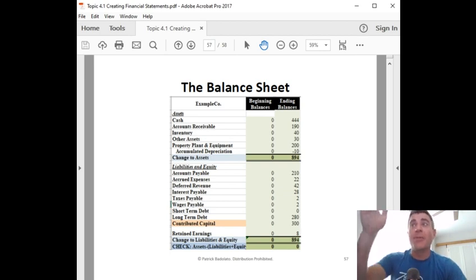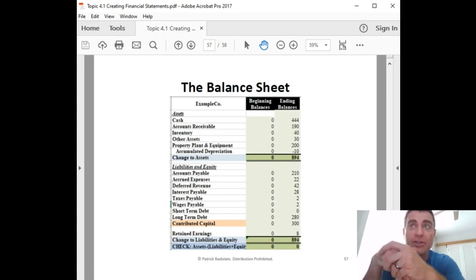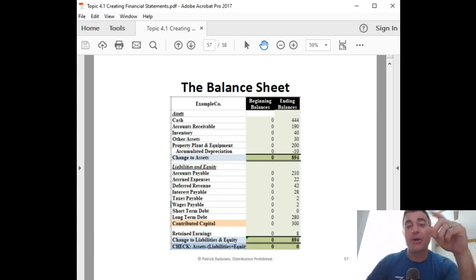So what do I have here? My beginning balances were all 0. Remember, we started from true scratch. And then my ending balances for the balance sheet are going to be there. I've closed all of my temporary accounts into retained earnings. And so retained earnings carries the net or balance of those. It doesn't list them all separately.